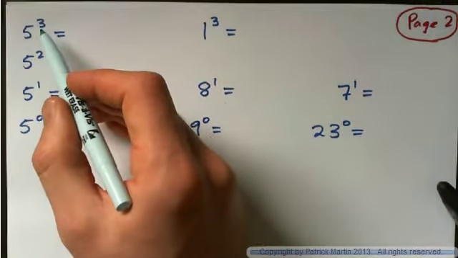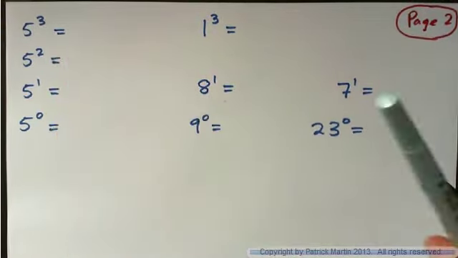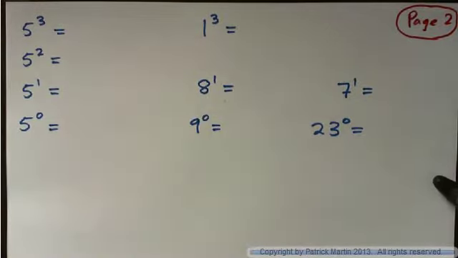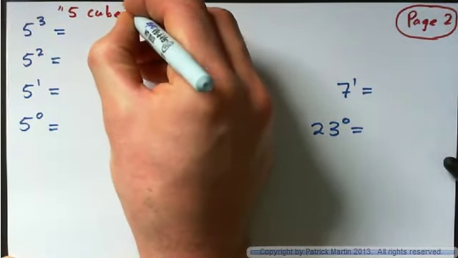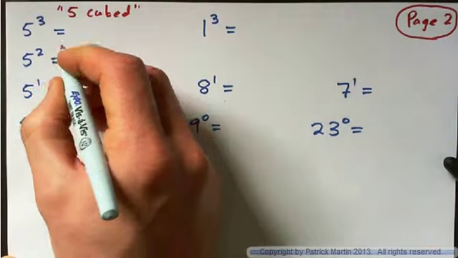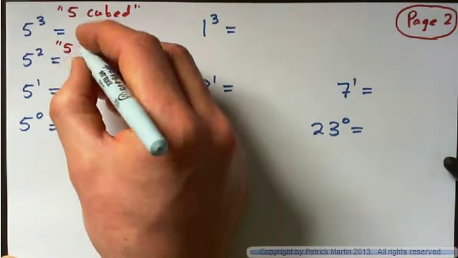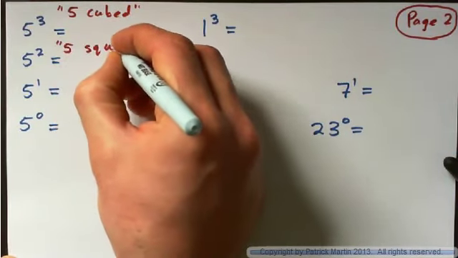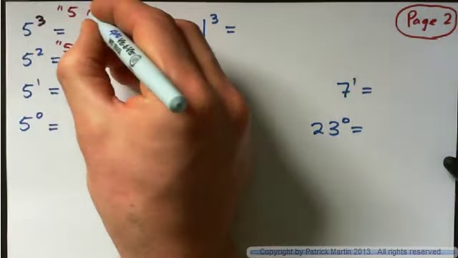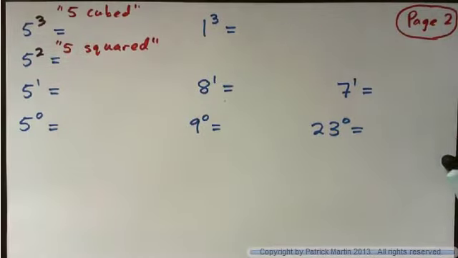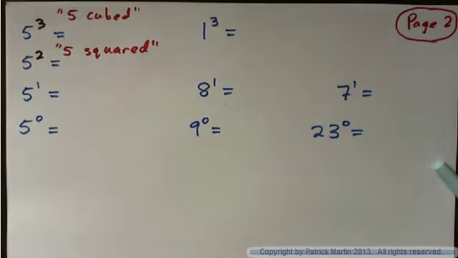By the way, 5 to the power of 3 can also be pronounced 5 cubed, C-U-B-E-D. I guess I should write that down. So 5 cubed, that's 5 to the power of 3. 5 to the power of 2 can also be read as 5 squared. Okay? So power of 3 is cubed, power of 2 means squared. So in any case, calculate all of these powers of 5. Press pause to give yourself more time, and then I'll do it.